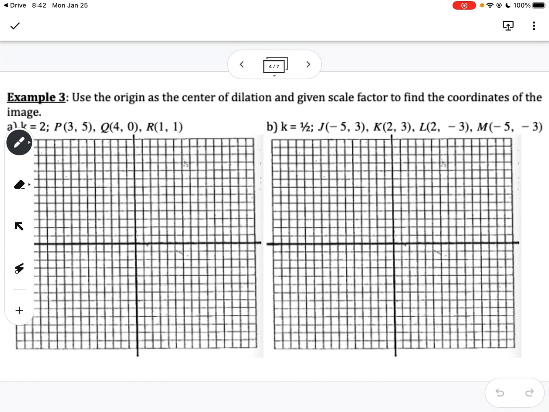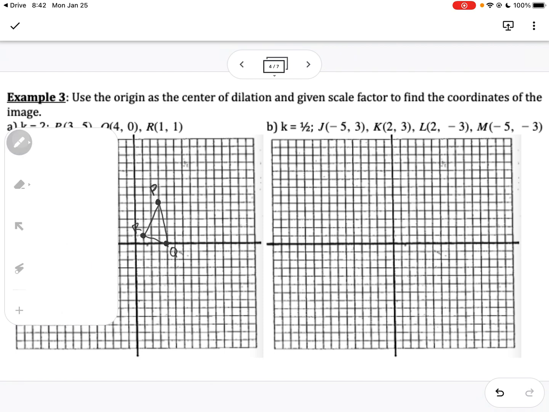The last thing we're going to do is look at some dilations as given by a scale factor and the original set of points. I'm given the pre-image ordered pairs, so I'm going to plot those first. I have 3, 5, and that is point P. Point Q is at 4, 0. And point R is at 1, 1. So this is my pre-image. I plot those 3 points and I draw that triangle.